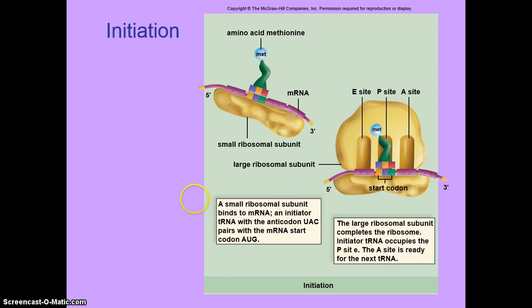So in the initiation stage, we have a small ribosomal subunit binding to the messenger RNA, and an initiator transfer RNA with the anticodon UAC pairs up with the messenger RNA that holds the start codon AUG. The large ribosomal subunit completes the ribosome. The initiator transfer RNA occupies the P site, and the A site is ready for the next transfer RNA. So we have the E site, the P site where it starts, and the A site which is ready for the next one to come in.